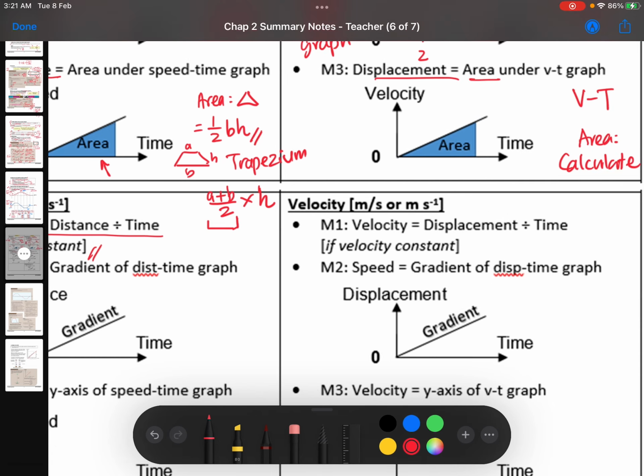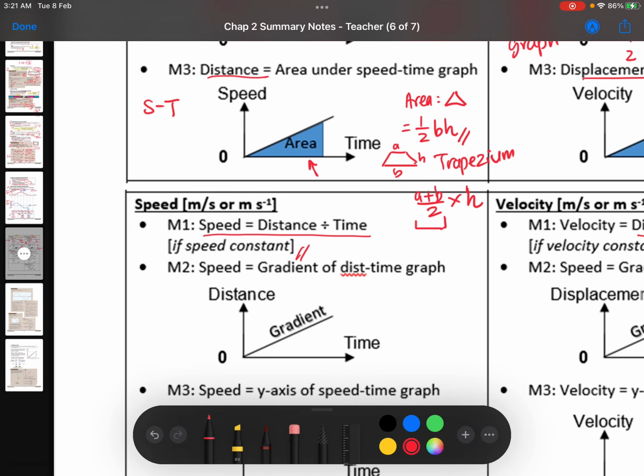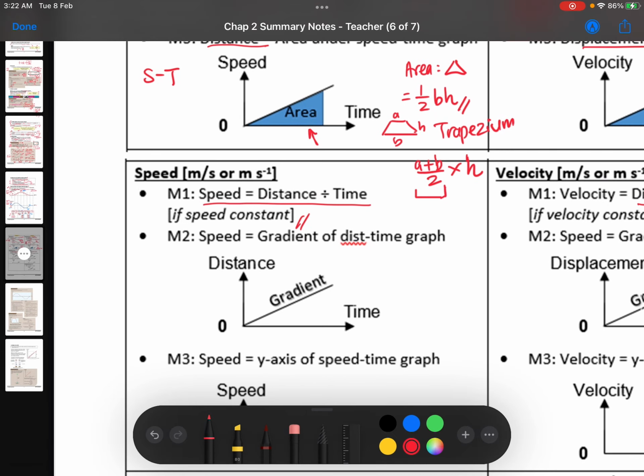Similarly, velocity is displacement divided by time. I think this method 1 is very straightforward. You should know this by heart already, because you cover this in lower secondary science. So if you are given the distance time graph and they ask you to find the speed of the car or object, then what you need to do is to calculate the gradient of a distance time graph.